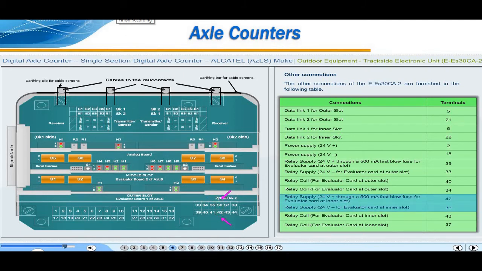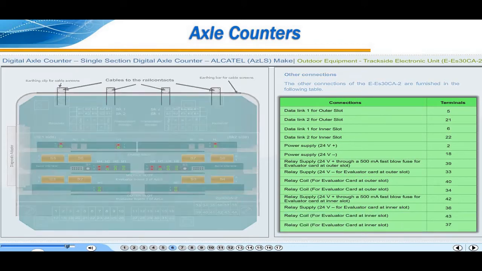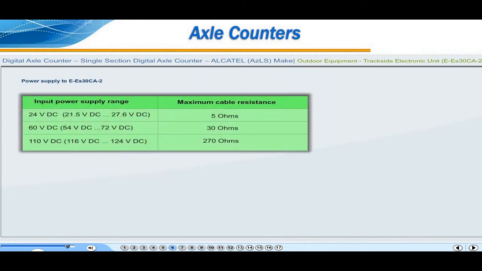24-volt relay supply positive and negative are connected to terminals 42 and 36 via a 500 mA fast blow fuse for evaluator card at inner slot. Relay coil for evaluator card at inner slot is connected to terminals 43 and 37 respectively. Power supply to EES30CA2.